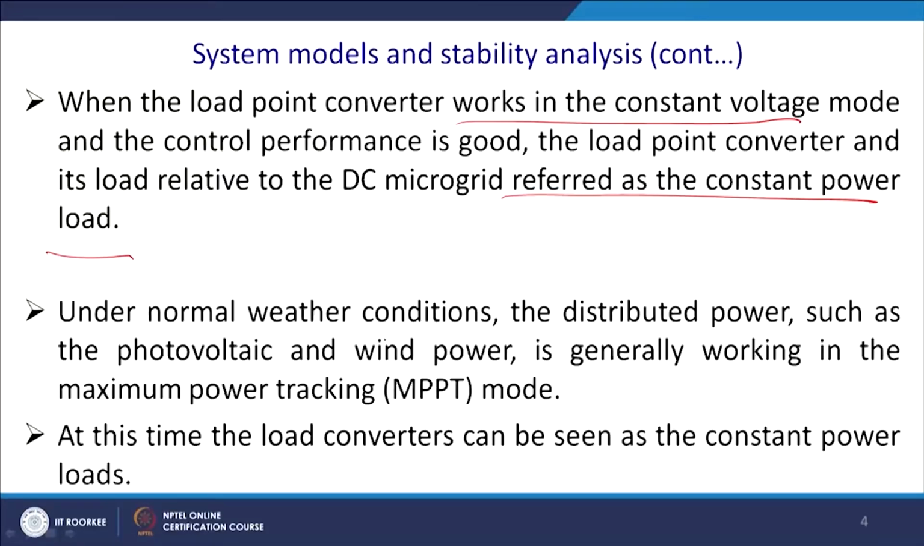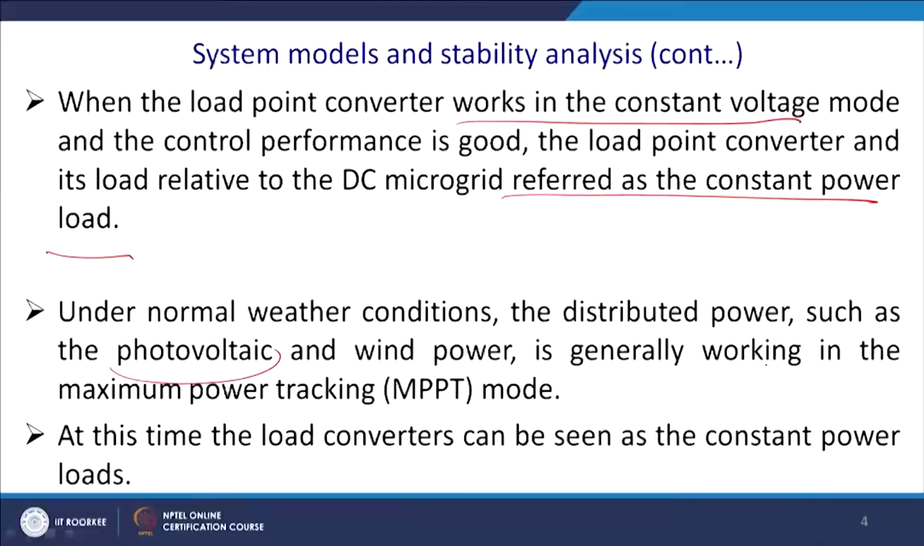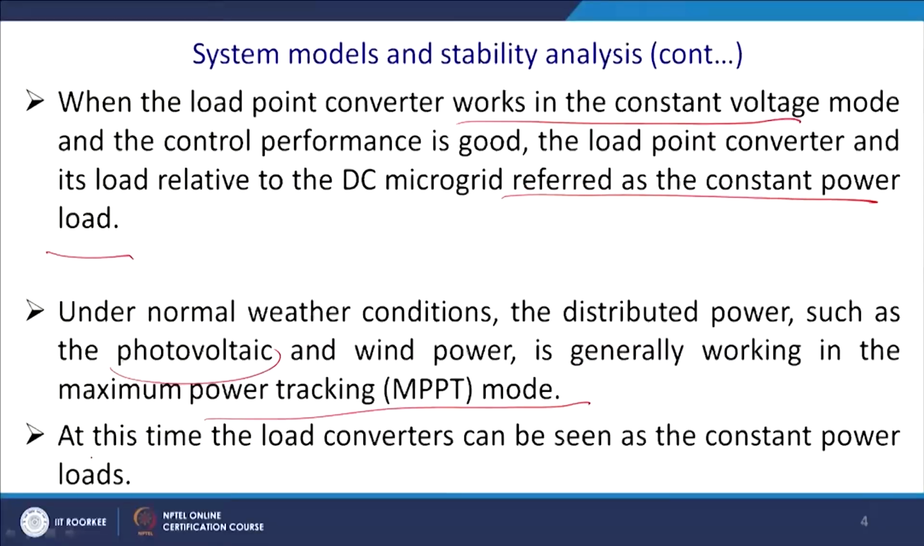Under normal weather conditions, when solar is healthy and you have plenty of wind, the distributed power such as the photovoltaic and the wind power generally works at the maximum power point. So, it has to track the maximum power, so it can harvest the maximum power from these sources. At this time, the load converter can be seen as a constant power load. That is something we also need to understand. Since it is transfer, impedance matching and all those things, that can be seen as a constant power source.